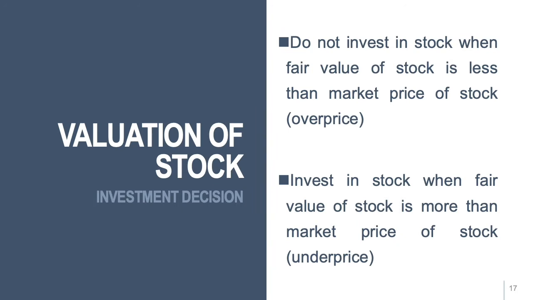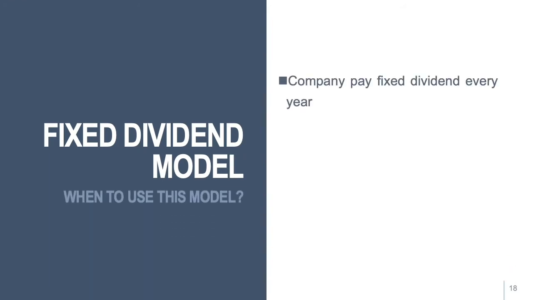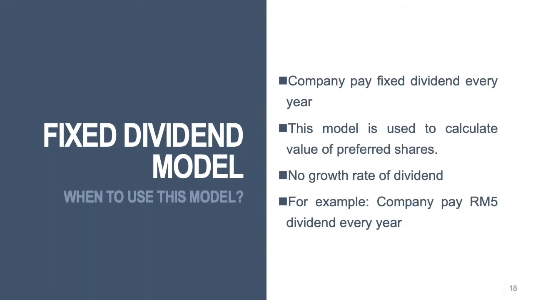The first model is the fixed dividend model. When to use this model? We use the fixed dividend model when the company pays a fixed dividend every year. So this model is used to calculate the value of preferred shares. When we say fixed dividend, that means there is no growth rate of dividend.